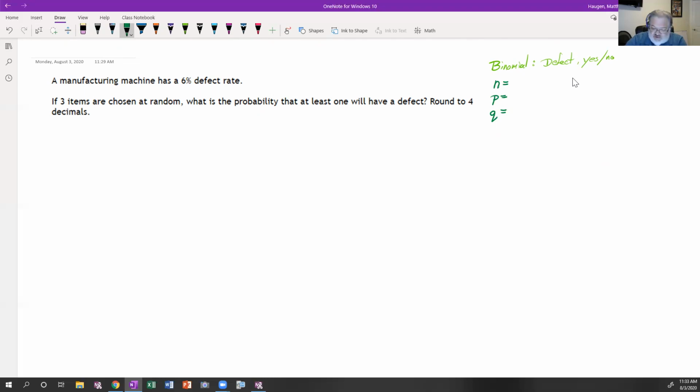So 3 items chosen at random. Probability of it being successfully defective, it's always weird, but a yes. So the probability of that yes is 0.06. And Lavina, if that's how you pronounce that, Q is probably 0.94. Good. Okay. And you were saying the general idea is making sense, so that's good.